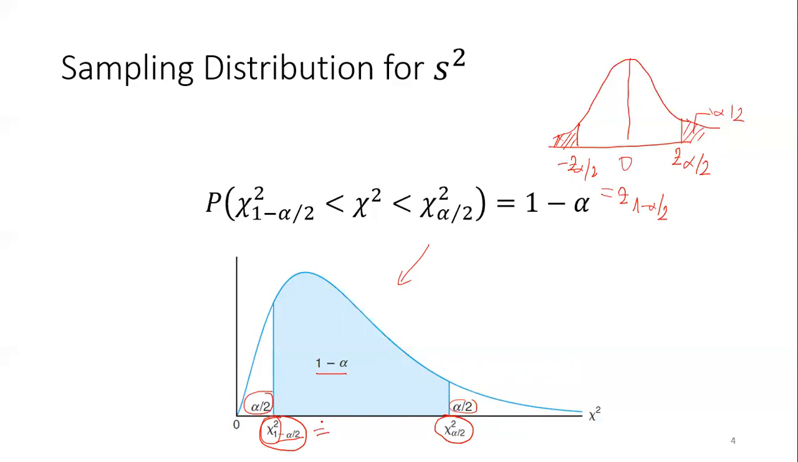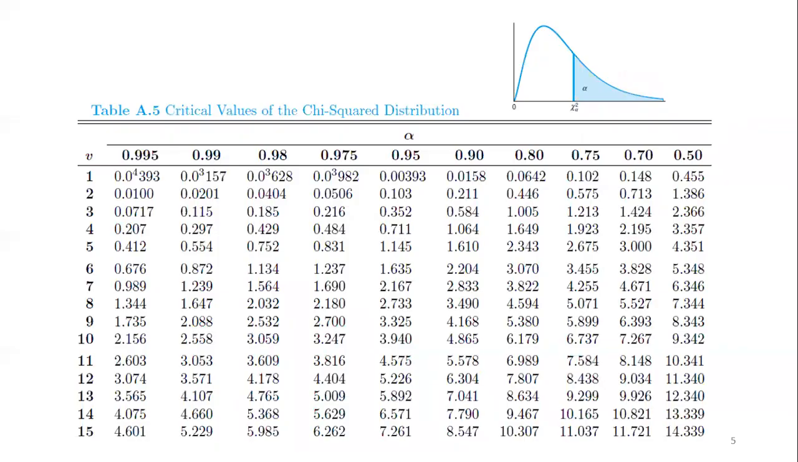So this is not equal to minus chi-square alpha over 2. This is very important, since it's not symmetric. There is no symmetry. Hence, we should be very careful when finding the values.